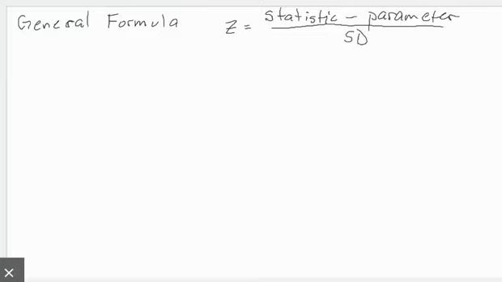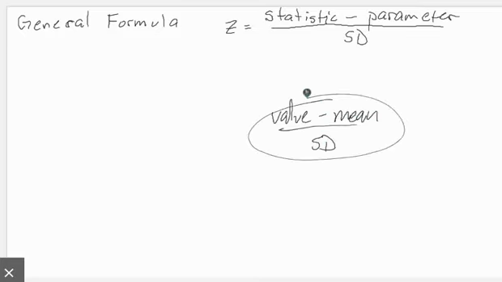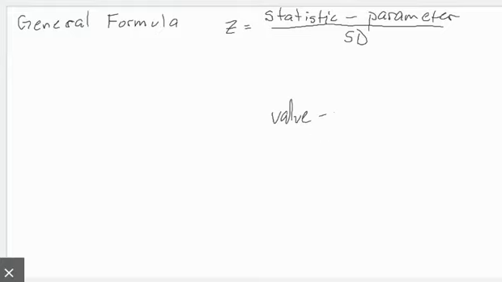You guys have been using z-score formulas since all the way back in the middle of first semester. Sometimes we've written it like this: value, don't write this down, but value minus the mean divided by standard deviation. But they all follow this same generalized formula. In this case, it's a statistic minus the parameter divided by the standard deviation.